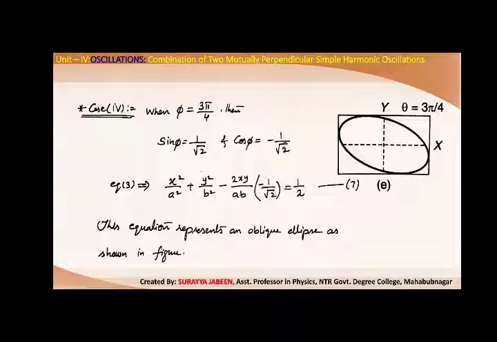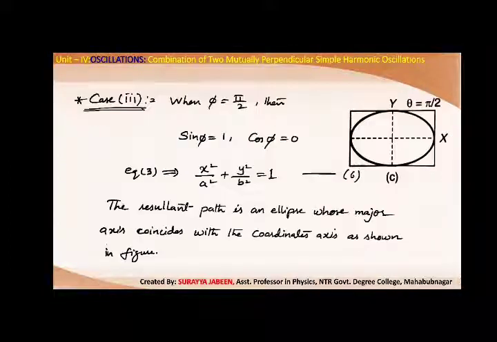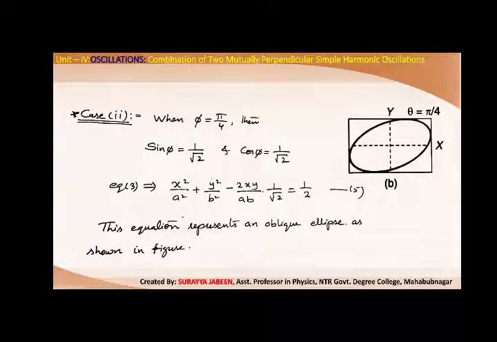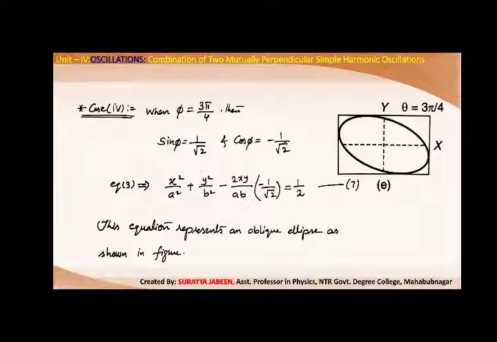Instead of minus we will get plus. Then this equation represents an oblique ellipse. Same equation, so we get the same ellipse, but here the oblique is different. Here we get an oblique ellipse like this. It is inclined towards this side. Now you see the inclination is on this side.